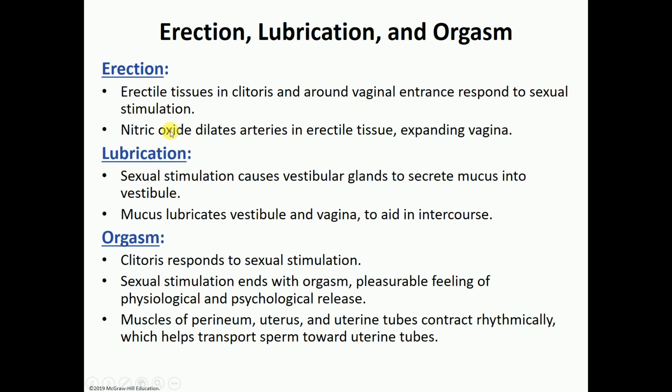Now, lubrication occurs due to the sexual stimulation of the vestibular glands that produce mucus and help in the lubrication of the vagina, and that helps in intercourse. Orgasm is under the sympathetic control, where there are these rhythmic contractions of the perineal muscles, the muscles of the uterus, and the muscles of the uterine tube, all of that in order to help the transport of the sperm towards the egg.